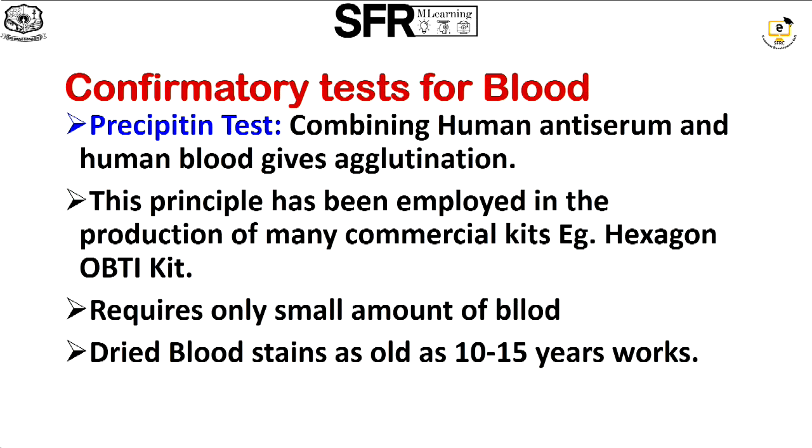In the next test, confirmation test is for blood. First one, Precipitin test. Combining human antiserum and human blood gives agglutination. This principle has been employed in the production of many commercial kits. Example kits, Hemoxen OPTI kit. It requires only a small amount of blood. Dried blood stains as old as 10 to 15 years work.